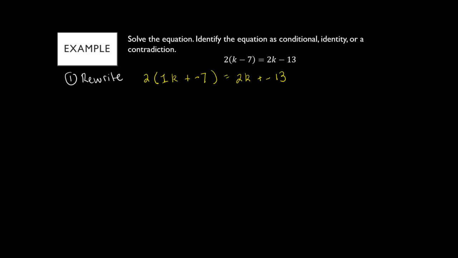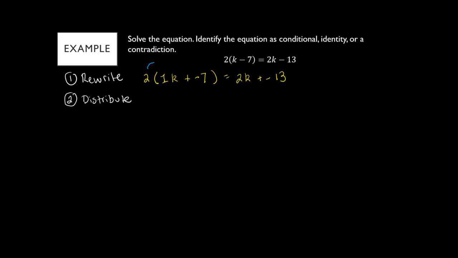Until you've gotten enough practice with equations, it's good practice to rewrite so that all your subtractions are adding negatives, and then any variable that doesn't have a number, you can put a 1 in front, so that we know what we're multiplying. Then we will distribute.